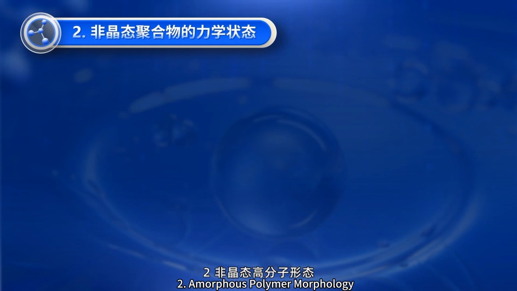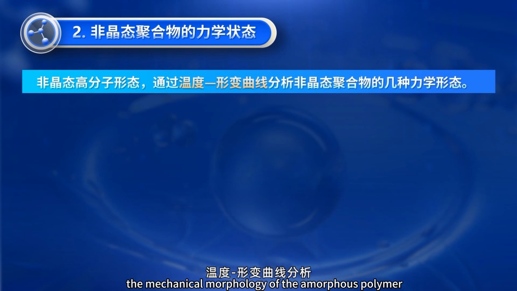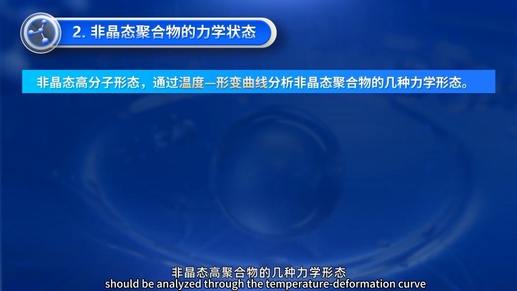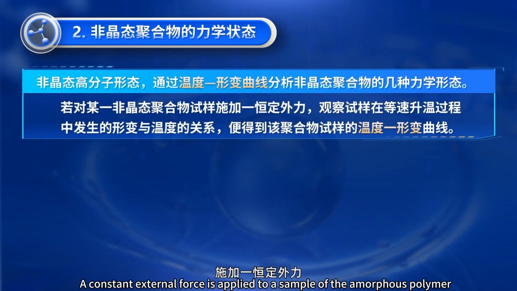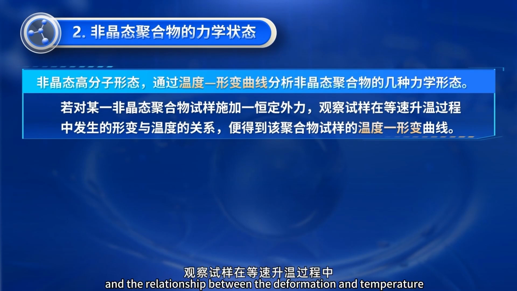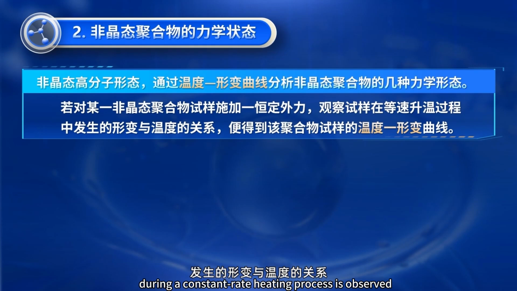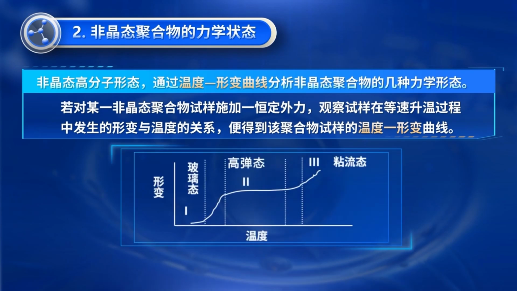Second, amorphous polymer morphology. When applying amorphous polymers, the mechanical morphology of the amorphous polymer should be analyzed through the temperature deformation curve. A constant external force is applied to a sample of the amorphous polymer, and the relationship between the deformation and temperature during a constant rate heating process is observed. This gives the temperature deformation curve for the polymer sample, as shown in the diagram below.